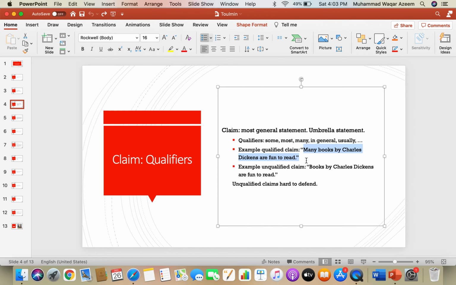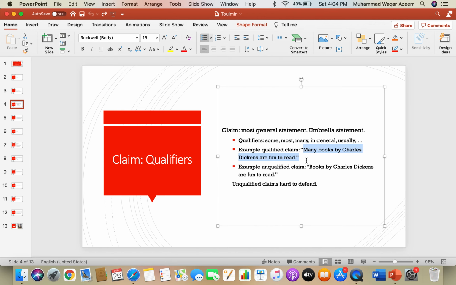Why? Because if anybody wants to argue against it, or wants to destroy that claim by pointing out one or two books which are not fun to read, the claim itself has already pointed out that it's not all the books by Charles Dickens which are fun to read, but many. So the claim is already making this qualification that it's not 100% of the books by Charles Dickens that are fun to read, rather many of them are.